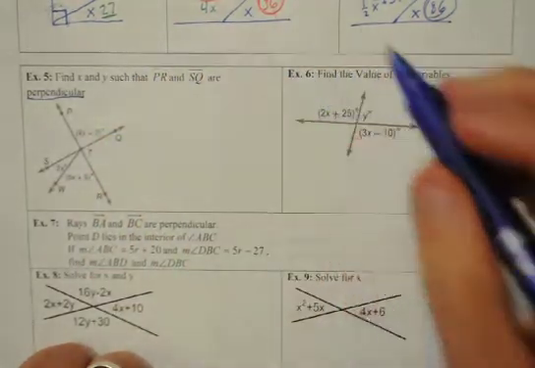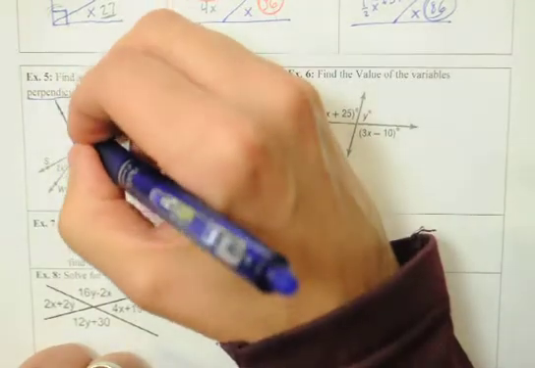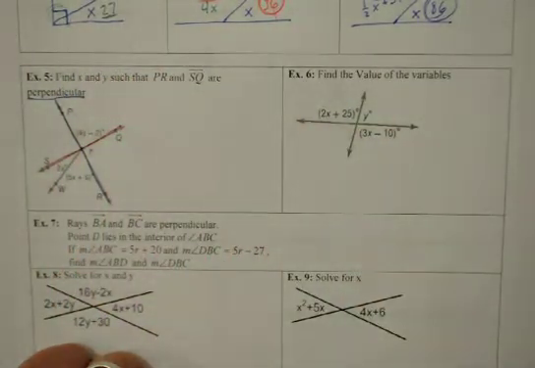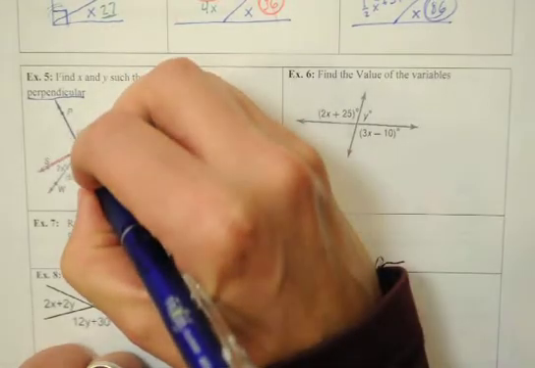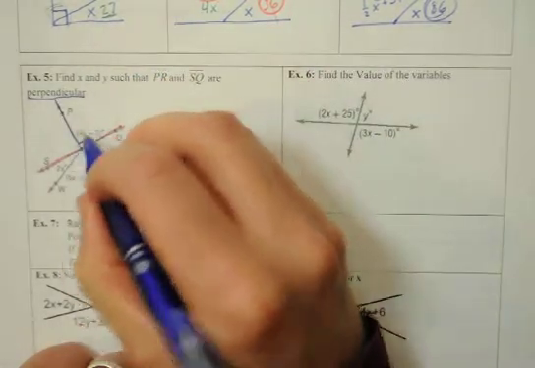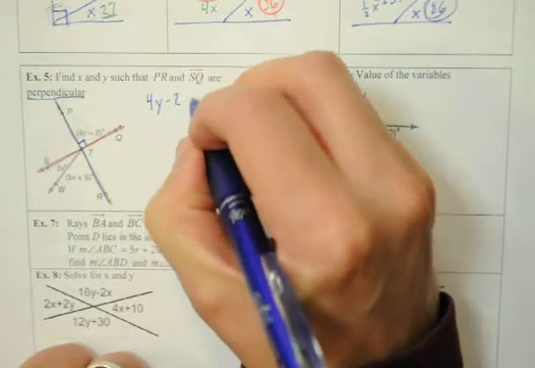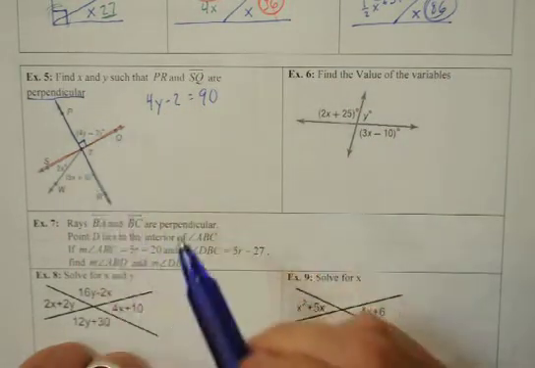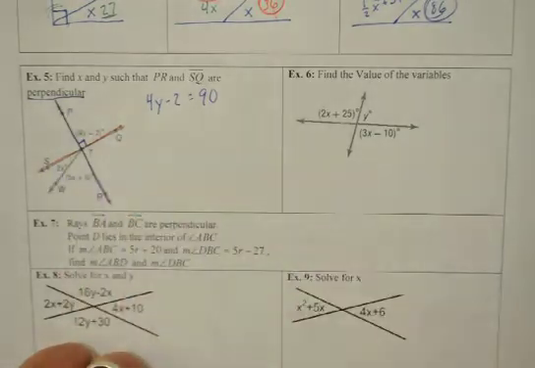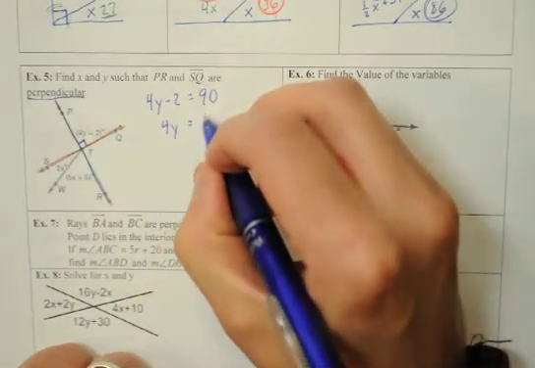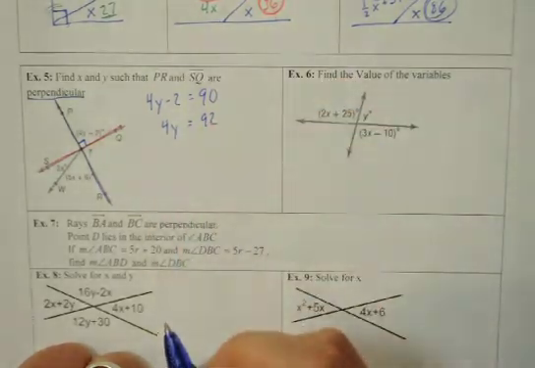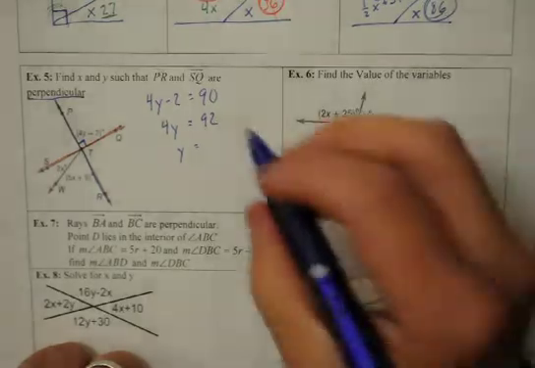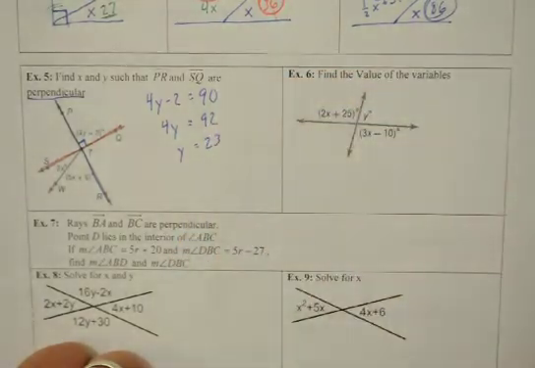So I need to make this picture such that this line and this line make a right angle. So if I'm going to do that, that means I need this to be equal to 90. I need this degree to be equal to 90 degrees, and that would make these perpendicular. So solve that quickly, add the 2 over, divide the 4. You got y. Cool.